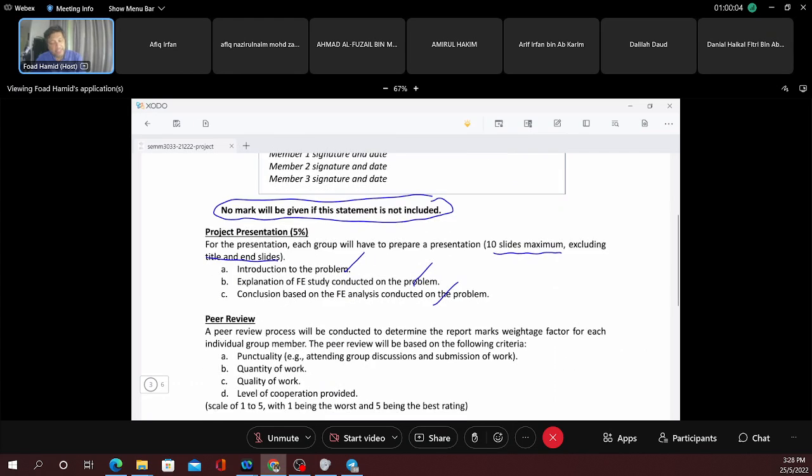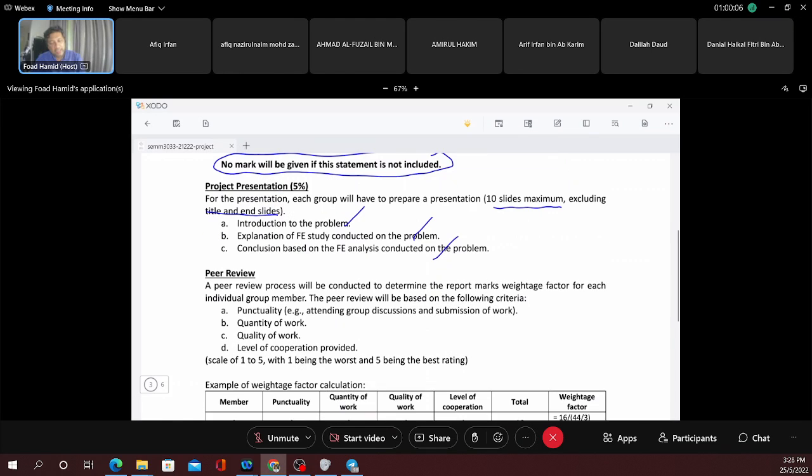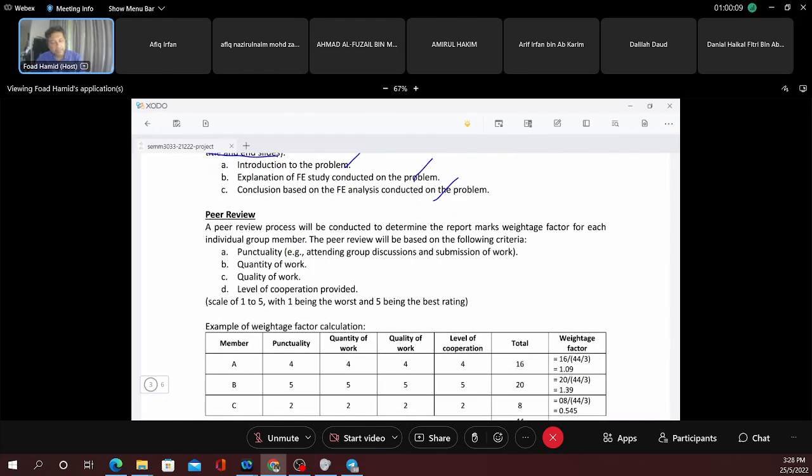And then we have peer review. The issue with peer review lately is, let's say we have 3 people, and one of the members is not doing anything. He gets the same mark as the rest, which to the others is unfair. I agree.